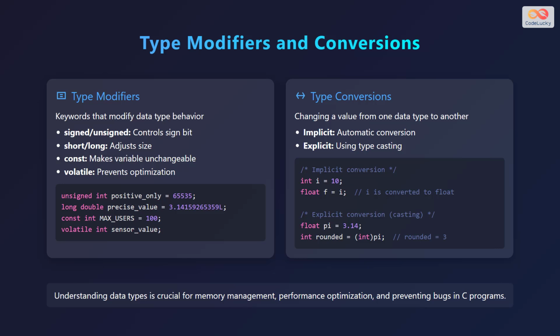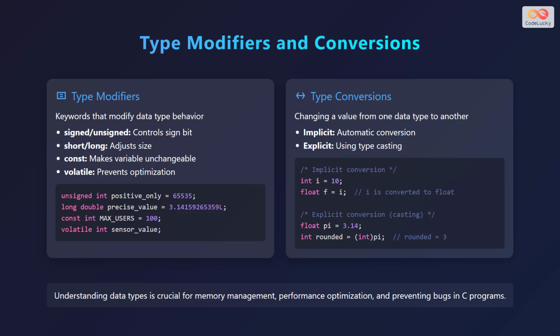Let's explore type modifiers and conversions, which are essential for fine-tuning data types and handling values effectively. Type modifiers are keywords that modify the behavior of data types. Signed and unsigned control the sign bit, determining whether a type can store negative values. Short and long adjust the size, and therefore the range of integer types. Const makes a variable unchangeable after initialization, and volatile prevents the compiler from performing certain optimizations on a variable.